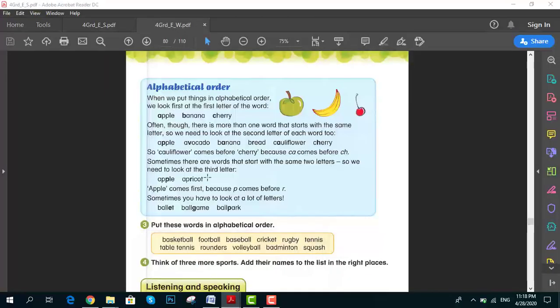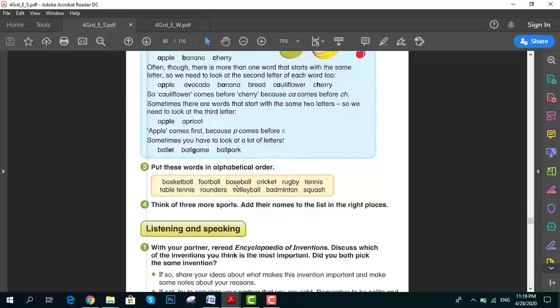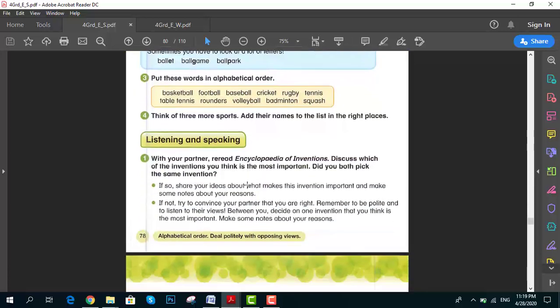So basically, how can we distinguish between words in alphabetical order? How can we order them? We look at the first letter. If it's A, then we start with A, B, C, and so on. If the first letter is the same, we go to the second letter and arrange alphabetically. If the second is the same, we look at the third. If the third is the same, we look at the fourth, and so on. This is very simple and very easy.